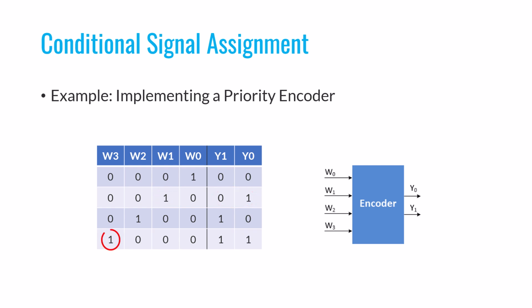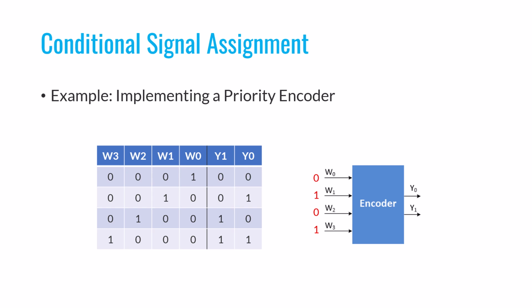And finally, if W3 is 1, the output is 3. This is the normal behavior of an encoder. But here's the question. What happens if more than one input is high? For example, what if both W1 and W3 are high, as shown in this example? What would be the encoder output in this case? Since a standard encoder assumes only one input is high, this creates an ambiguity.